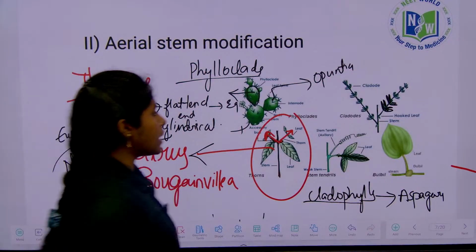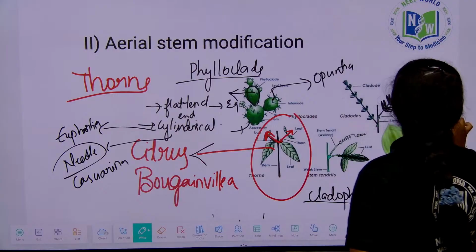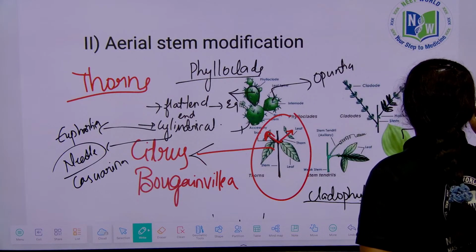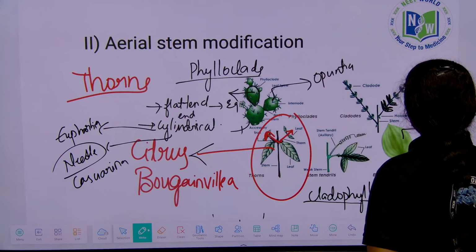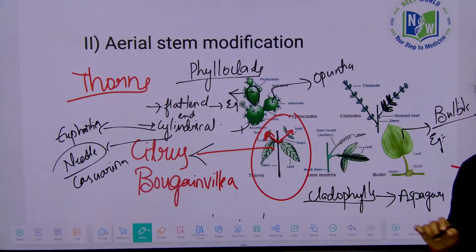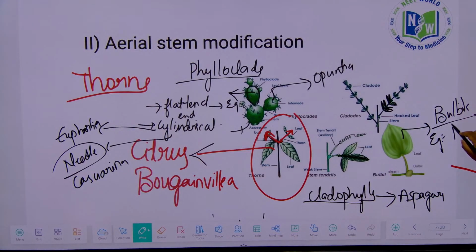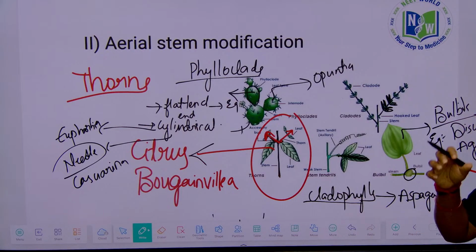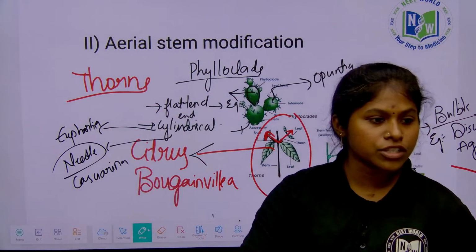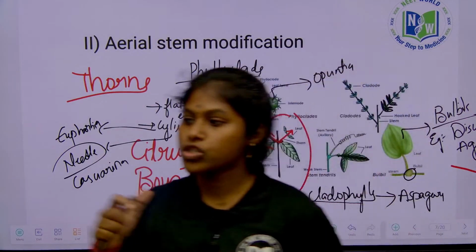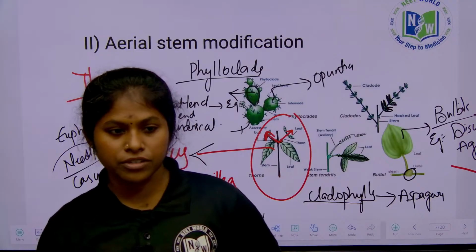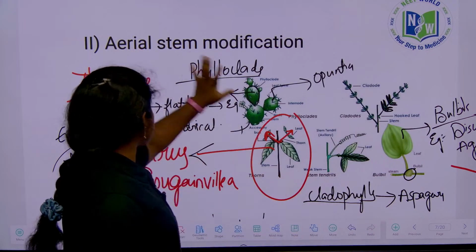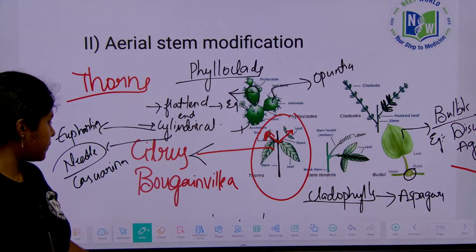Okay, and coming to the last one, bulbils. The examples of the bulbils are Dioscorea and agave. So it is having the bud. See, it is having the vegetative bud. When they detach from the plant, it again gives rise to a new plant, which means it is showing vegetative propagation. Okay. So in aerial stem modification, what are the types?